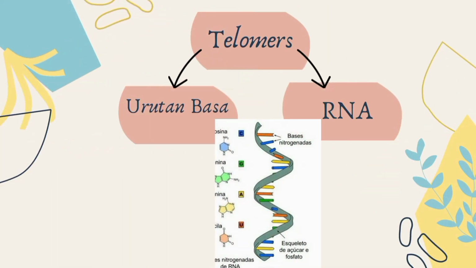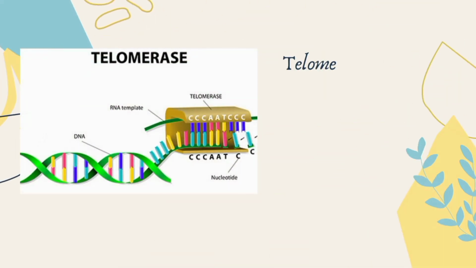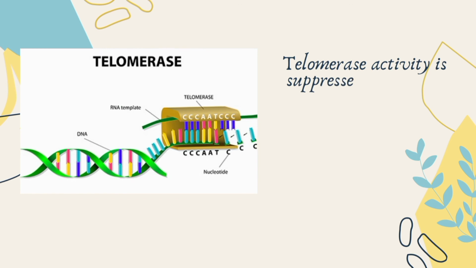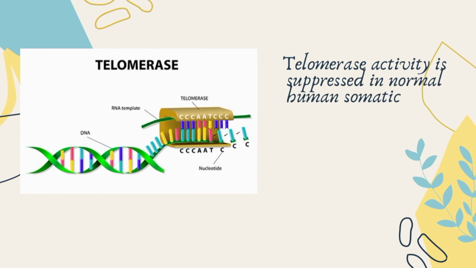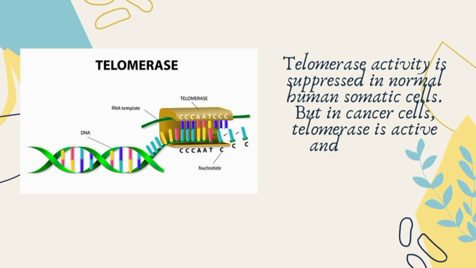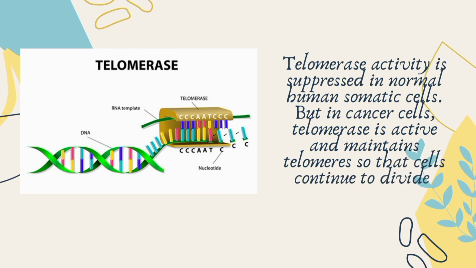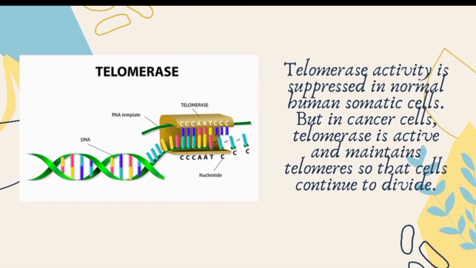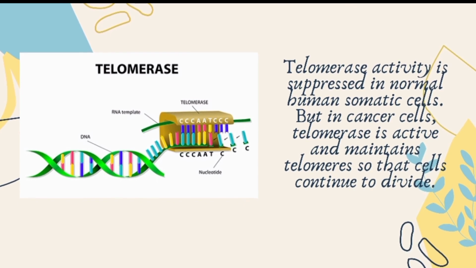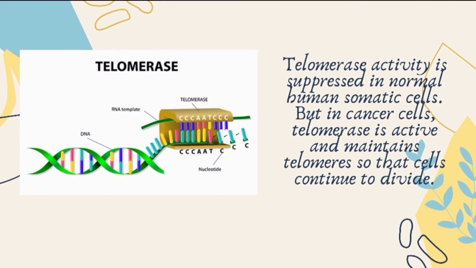Telomeres contain repeating sequences of bases which are synthesized with the help of an RNA-containing enzyme called telomerase. Telomerase activity is suppressed in normal human somatic body cells. However, in cancer cells, telomerase is active and maintains the telomere length so that the cell continues to divide. It is thought that this abnormal retention of telomerase is involved in the development of some types of cancer.